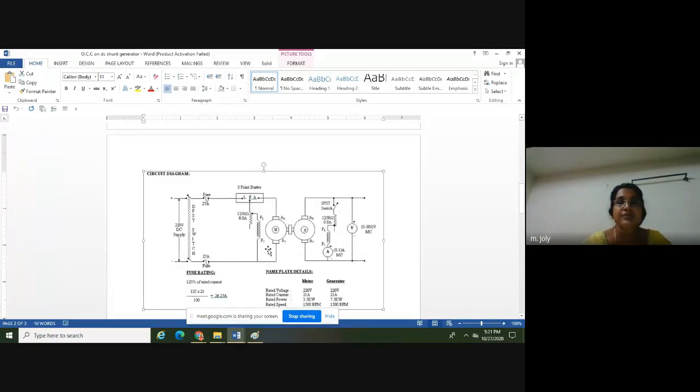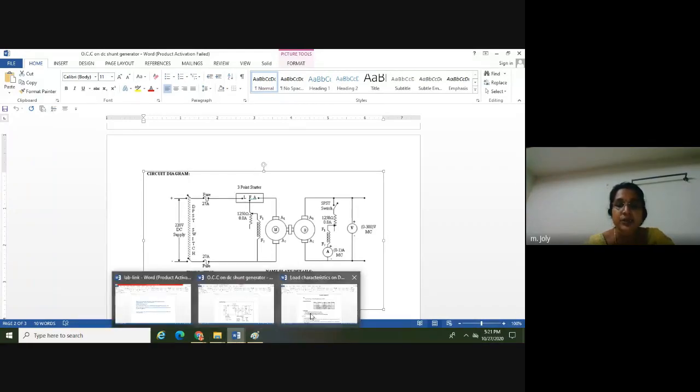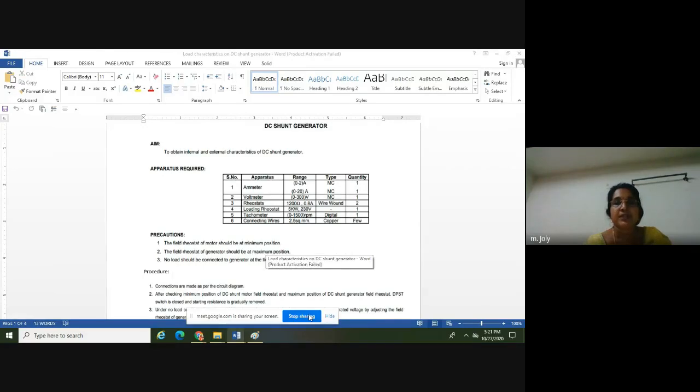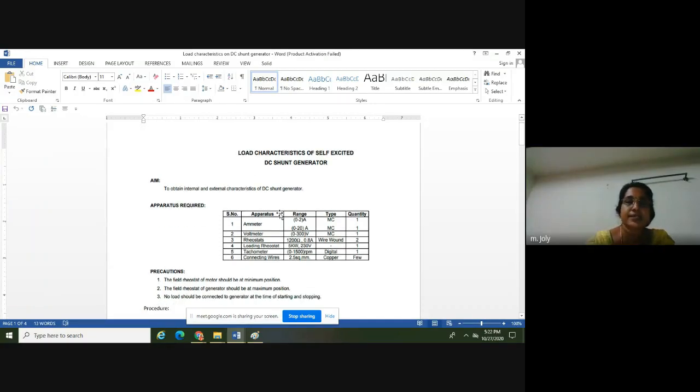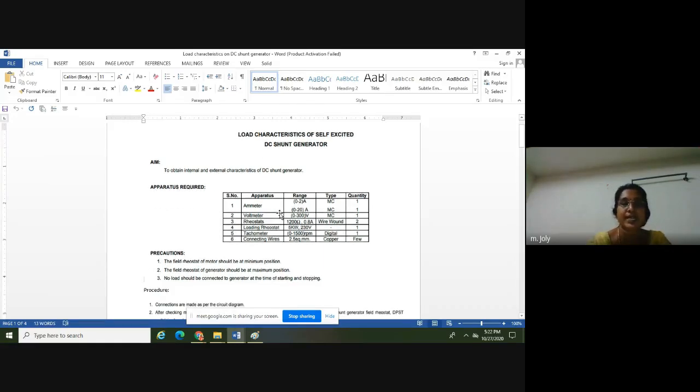Similarly, we will be seeing the test for the load characteristics also. So this is the load characteristics. Are you able to see the load characteristics of the self-excited DC shunt generator? Are you able to see? Yes, ma'am. Okay. So here these are the external characteristics and internal characteristics of the DC shunt generator. This is nothing but load characteristics.